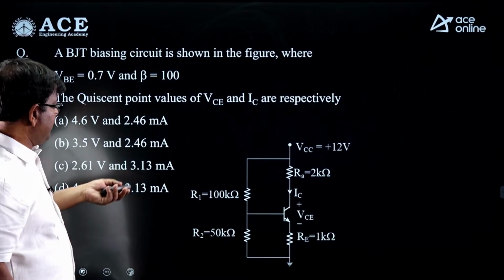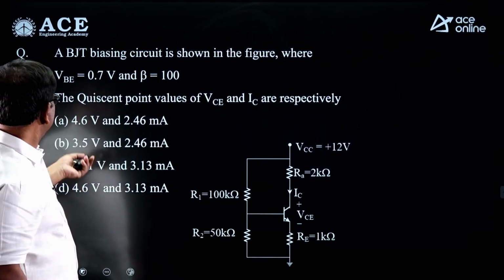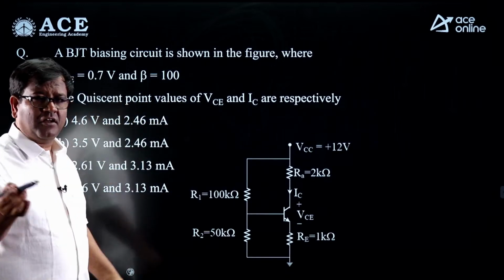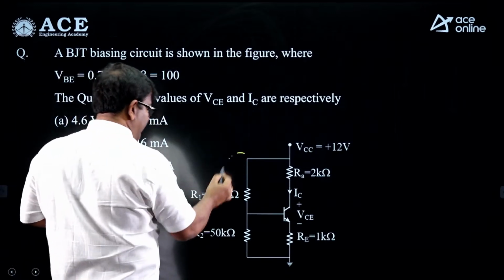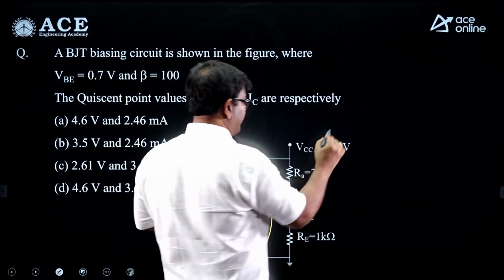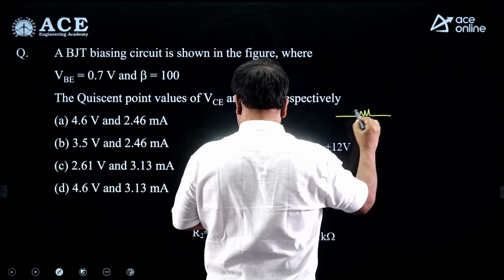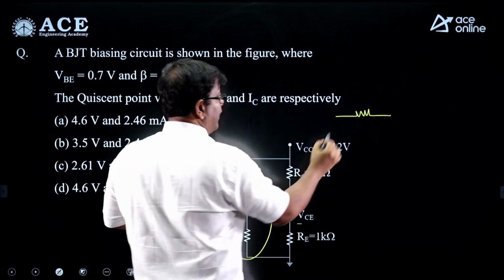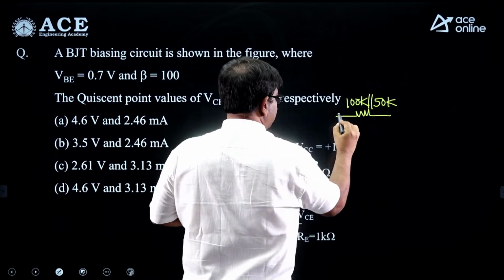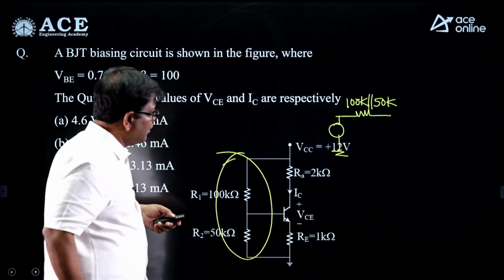A BJT biasing circuit is given, VB is 0.7. You're asked to find VC and IC. Now, whatever technique we have applied, the same technique you apply here again. You break this network and give a Thevenin equivalent here. So it's going to be 100K parallel with 50K in series with some voltage here.